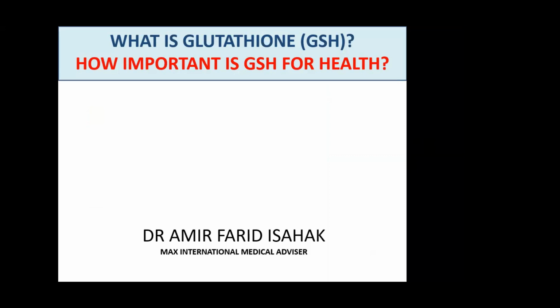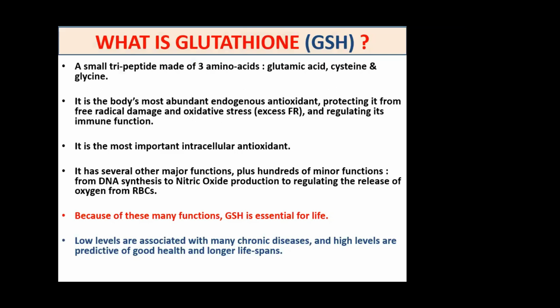We start with what is glutathione. The chemical short form for the active form of glutathione is GSH. You will see I'll be using this a lot in this presentation. And we need to know how important glutathione is for health. Okay. So what is glutathione?